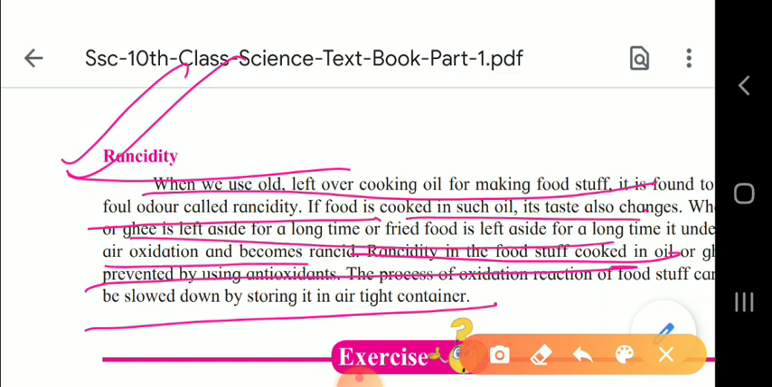So now your lecture is over, children. As you all know, important points you have to write in your long book. Study the lesson thoroughly. Whatever doubts are there, you can clear your doubts. So thank you, and here your chapter is over, children.